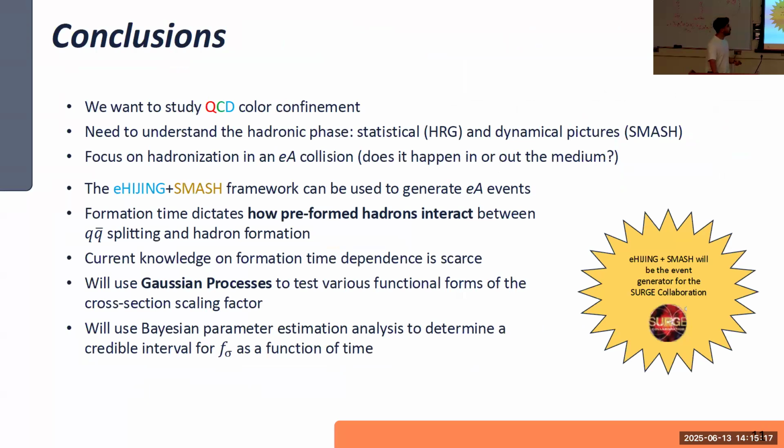And as conclusions, we are studying hadronization via this new model-agnostic approach, which is based on previous knowledge from heavy ions and jet physics. We will be using novel approaches, such as Gaussian processes, and more importantly, we will have an event generator for the SURGE collaboration. That's it. Thank you.